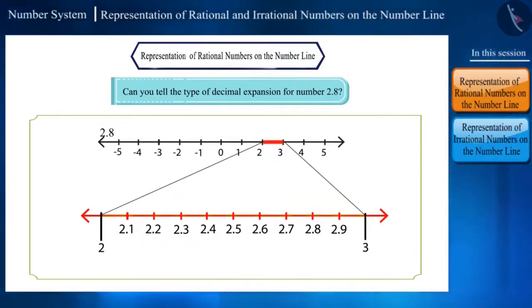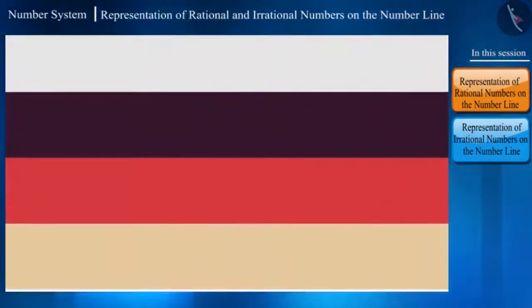Friends, why 10 equal parts? Because this will make the process of locating the number easy. Here, the first number is 2.1, the second is 2.2, and in this way, the last number is 2.9. And the number 2.8 will be located here only.